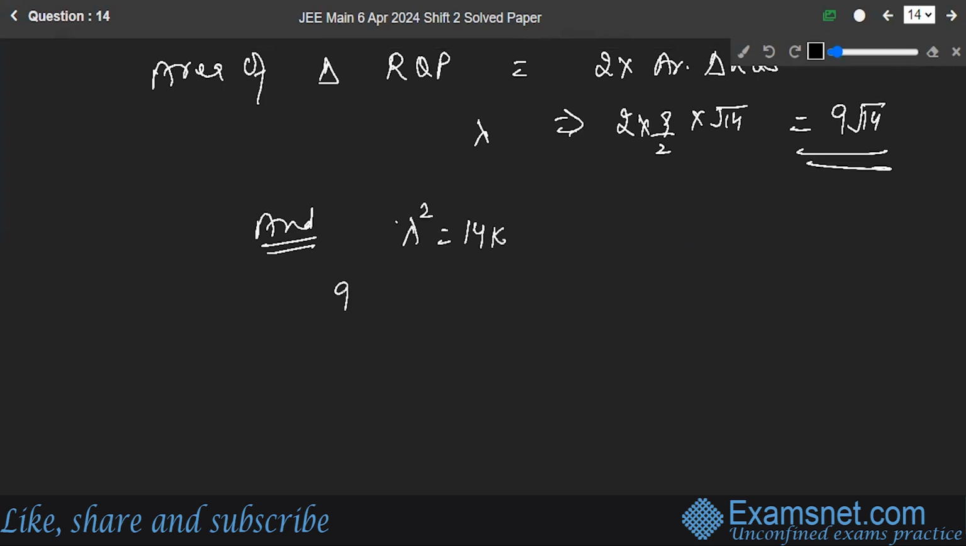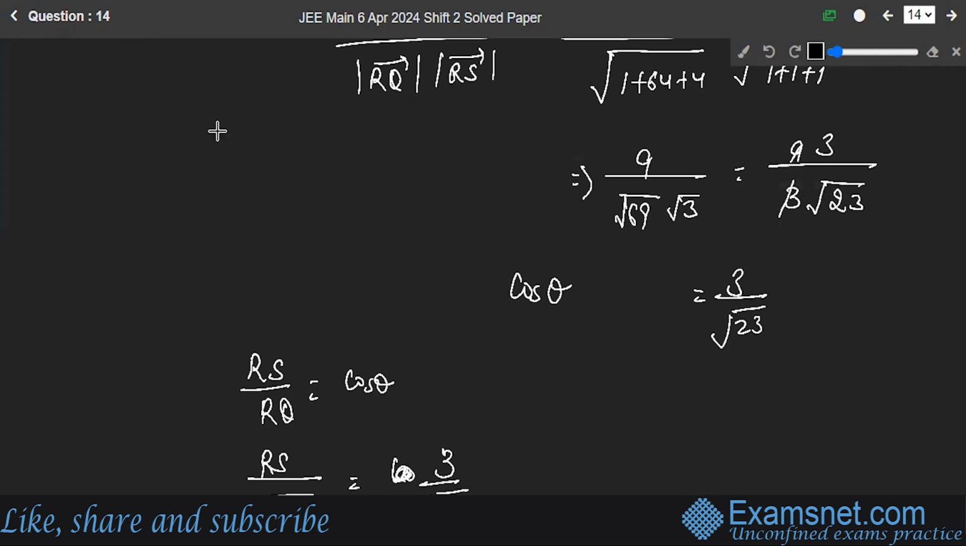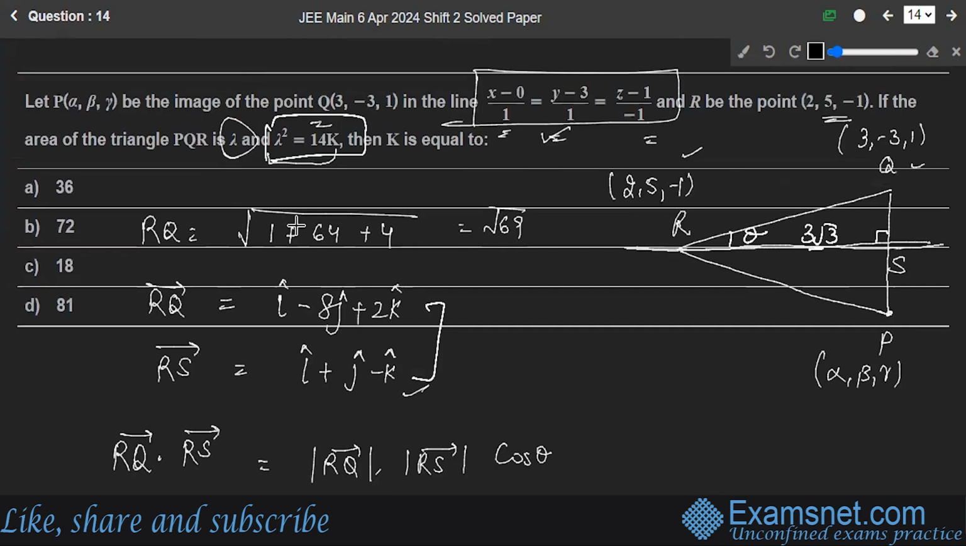And what is lambda square? That is 9 square into 14 is equal to 14k, which gives me k as 81. So this is the answer to the question, 81. Option D is the right answer. Hope you got that. Let's move to the next question.